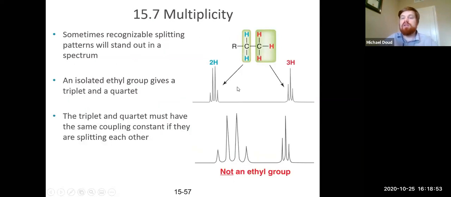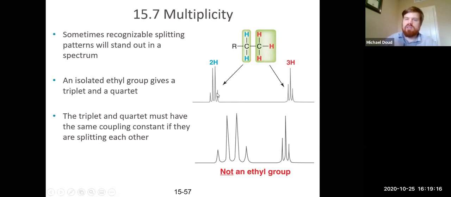Yeah, and then, one thing to point out is the pattern that we just talked about, quartet triplet. That's a really common pattern that we see because this is an ethyl pattern. An ethyl pattern involves a CH2 group, a methylene group, bonded to a methyl group. So 2 hydrogens integrate here, 3 hydrogens integrate here. This is a really strong signal that you have an ethyl group.